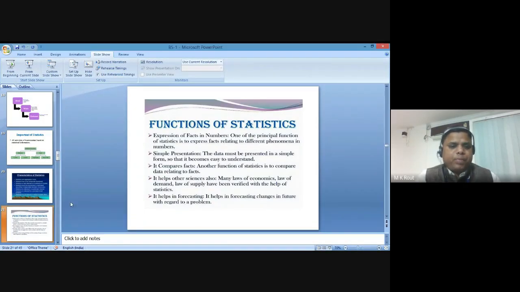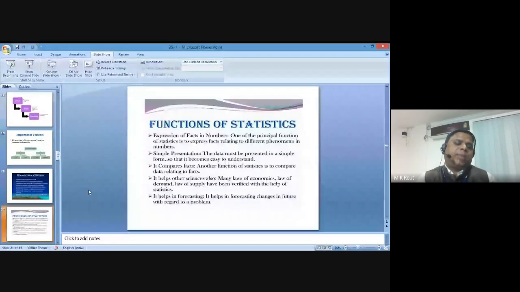Okay. So in case of the functions of statistics, as I told, the expression of fact in numbers. One of the principal functions of statistics is to express the facts related to different phenomena in numbers. The next part is simple presentation. The data must be presented in a simple form, so it becomes easy to understand. So whenever you collect the data or organize the data, whether it is in tabular form or chart form, that should be easy to understand by everyone who is directly involved in any activities of organizations.